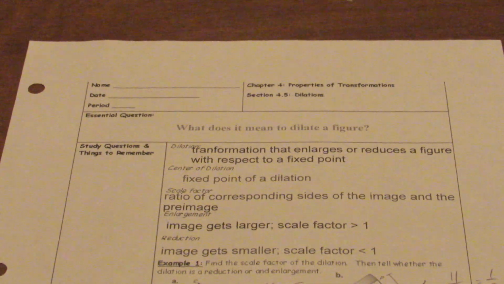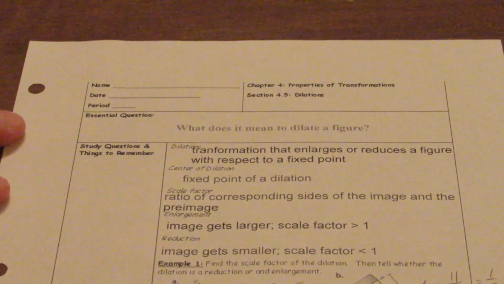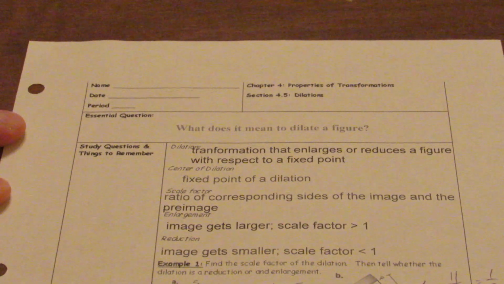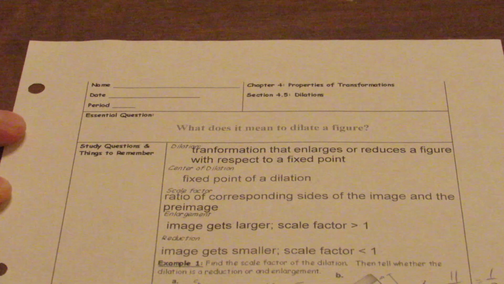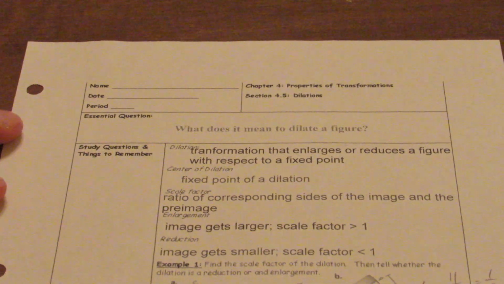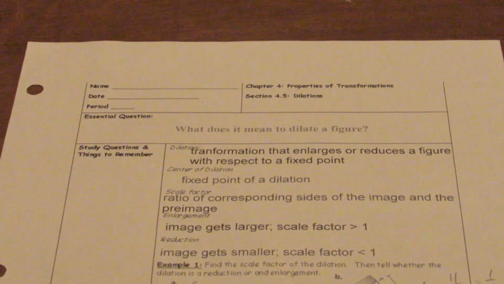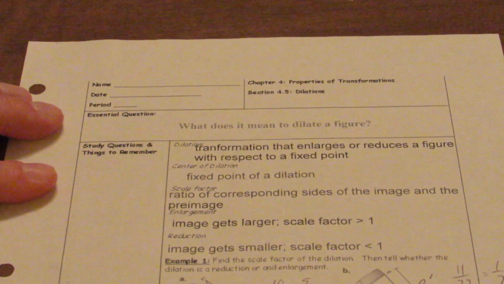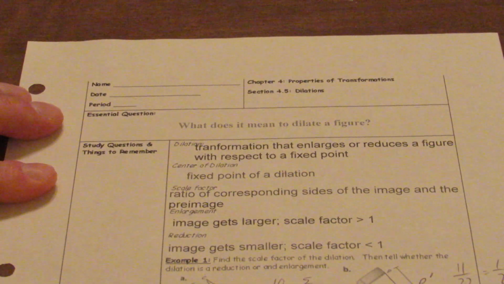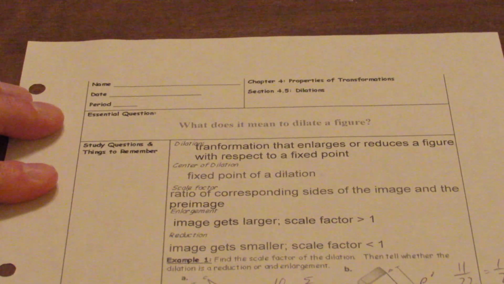Section 4.5, dilations. Our essential question: what does it mean to dilate a figure? So the first thing we define is a dilation. A dilation is just a transformation that enlarges or reduces a figure with respect to a fixed point. If you think of going to your eye doctor, when they dilate your eyes, your pupil gets bigger, right? That's the same word. The center of dilation is the fixed point of a dilation, the point of reference that it's getting larger from.